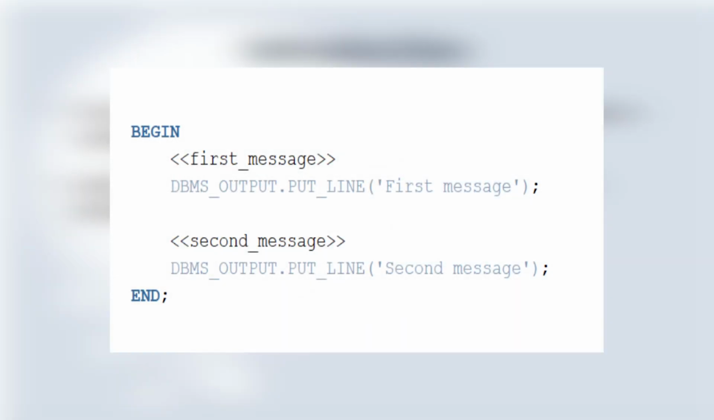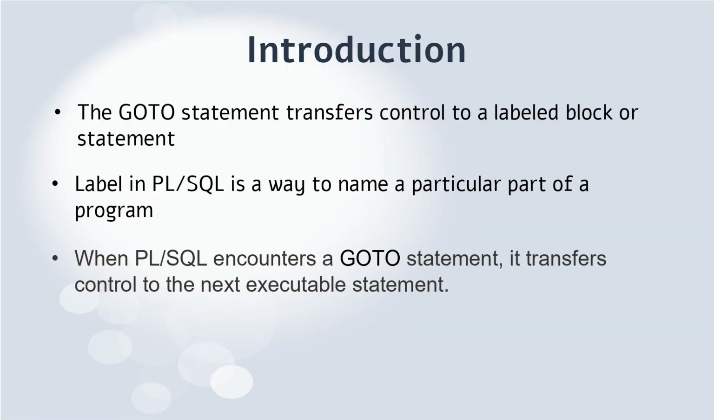Here on the screen is how you should use labels. You need to enclose the label name or identifier in double angular brackets. You will understand it properly in the practical overview. When a GOTO statement is encountered in PL/SQL, it transfers the control to the first executable statement that comes after the label mentioned in the GOTO statement.